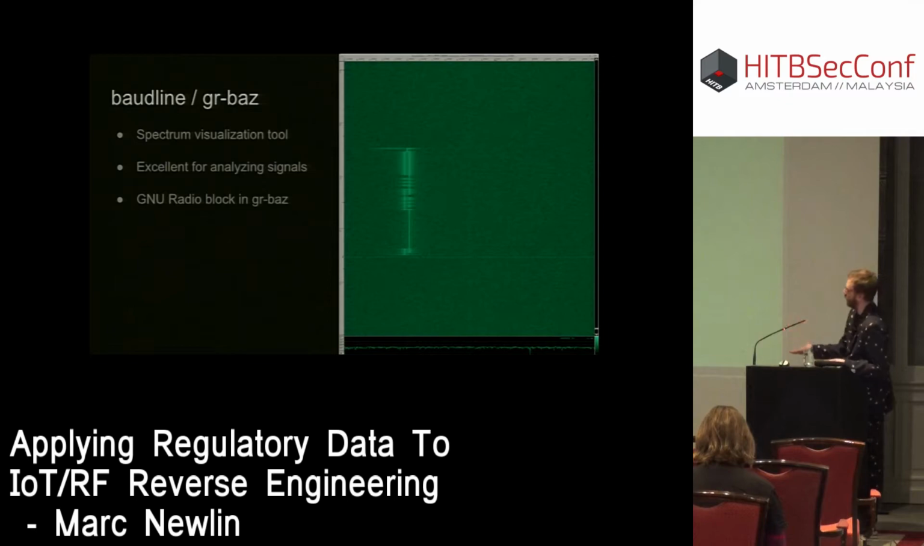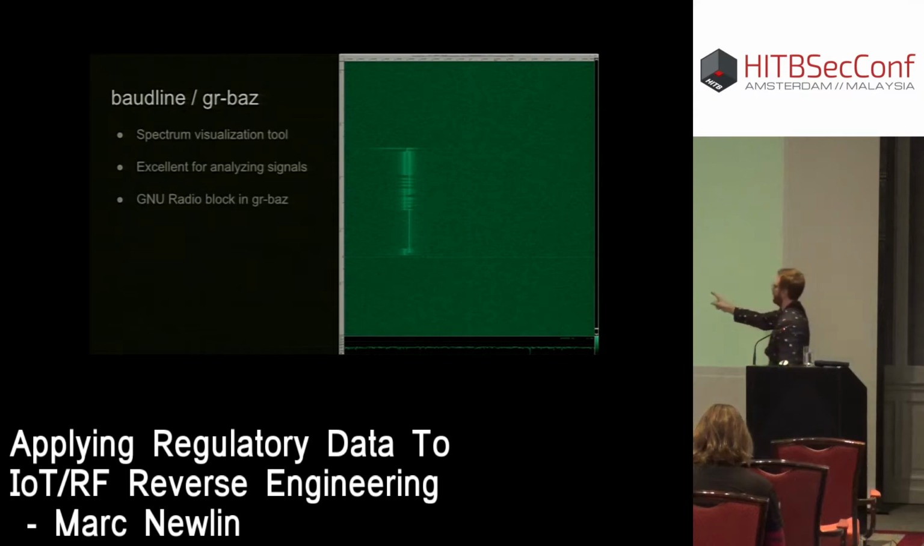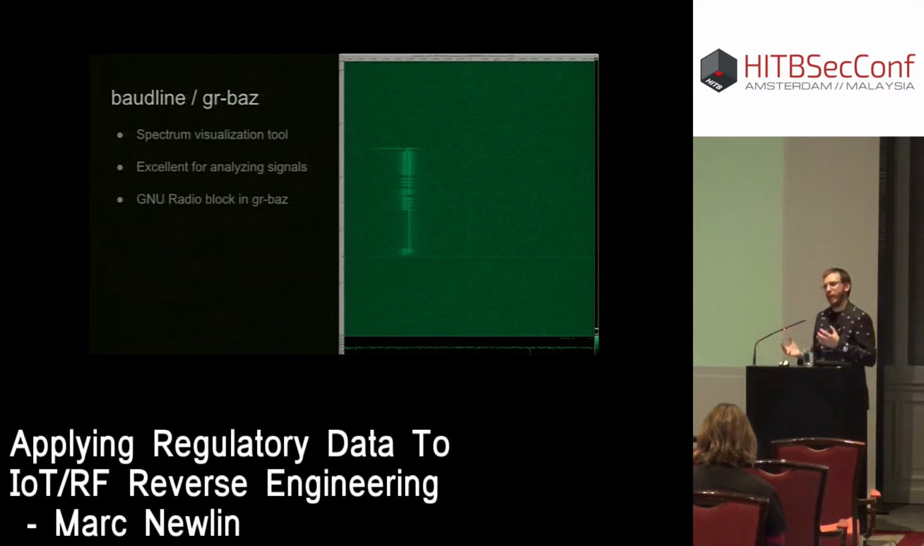This is Baudline. So Baudline is an independent tool. And then there's the gr-baz GNU Radio block, or module rather, which allows you to wire up GNU Radio to Baudline. Baudline is nice because you can pause the spectrum as it's going down in real time and expand it. So this is a case of some FSK modulated data, and you can even see that it's going left for bit 0, right for bit 1, and you can almost visually make out what data is actually being transmitted.